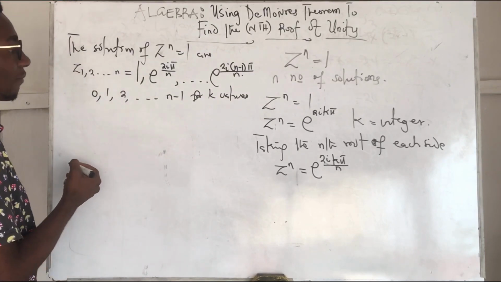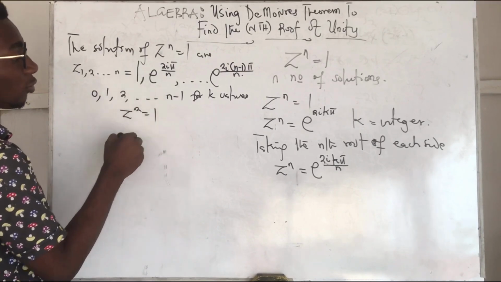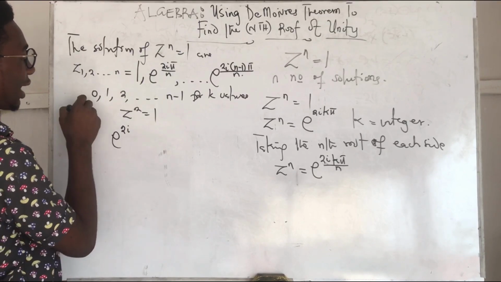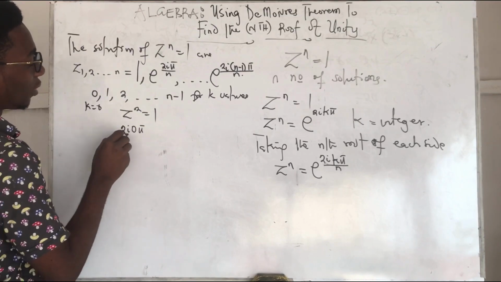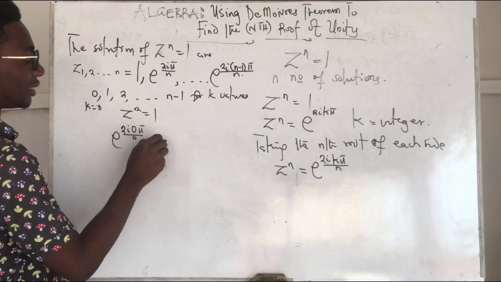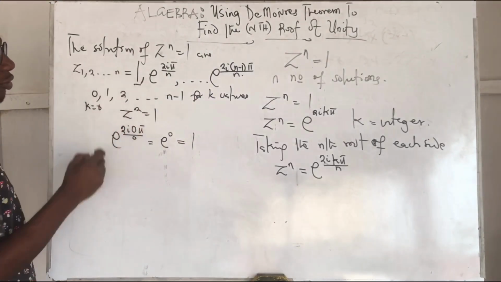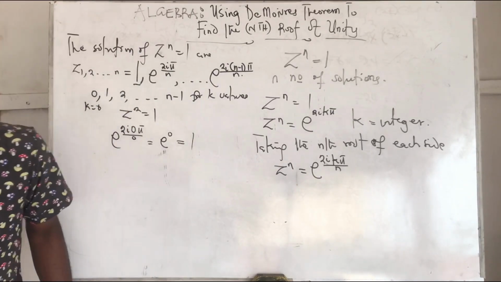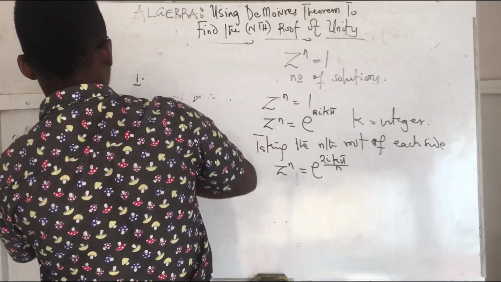So for instance, if you are given a question and asked to find z squared equal to 1, then we start with e to the power 2i, where k here becomes 0, so it is 0 times pi over n. You realize that this is the same as e to the power 0, which gives 1. That is why the first value we got here was 1. All right. So understanding this, let's take a typical question.